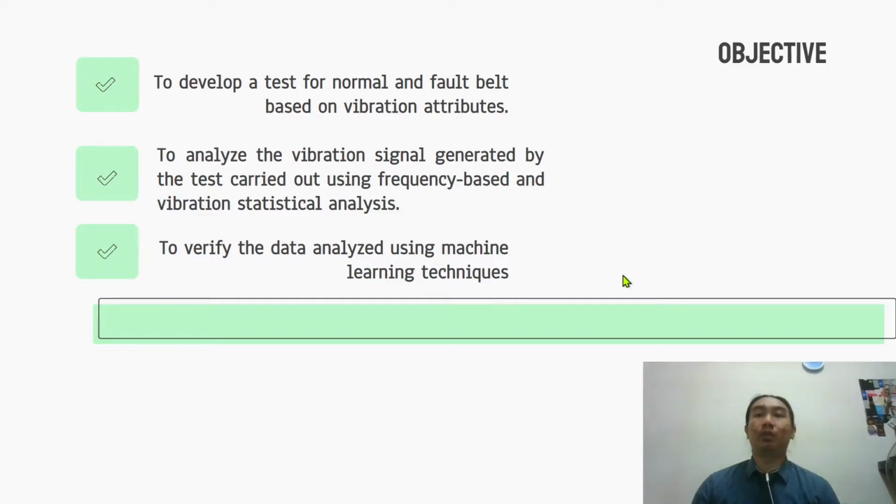Next, we move on to the objective of the PSM. Firstly, to develop a test for normal belts and fault belts based on vibration attributes. Secondly, to analyze the vibration signal generated by the test using frequency-based and vibration statistical analysis. The third is to verify the analyzed data using a machine learning technique.